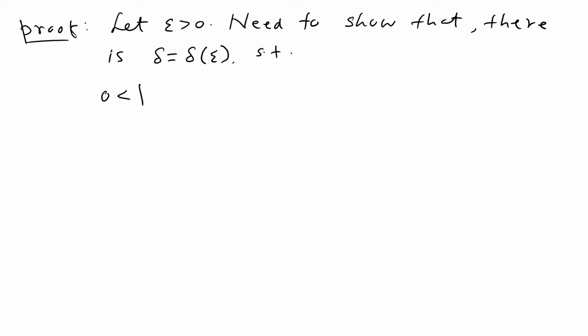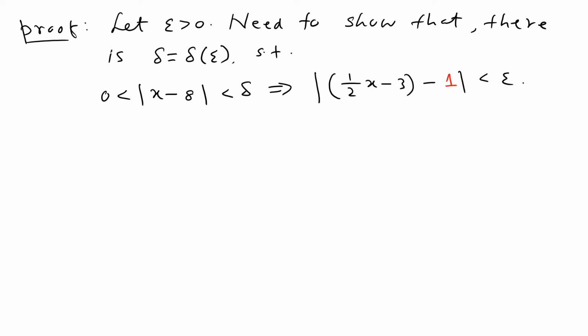0 less than |x minus 8| less than delta implies that |1/2 x minus 3 minus the limit|, in this case it is 1 actually, minus 1, that's the limit we are talking about, is less than epsilon. So the goal is to find this delta. You can see that this is the function, and that is L. So this is L.